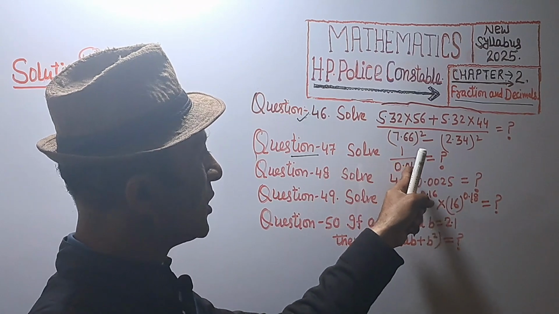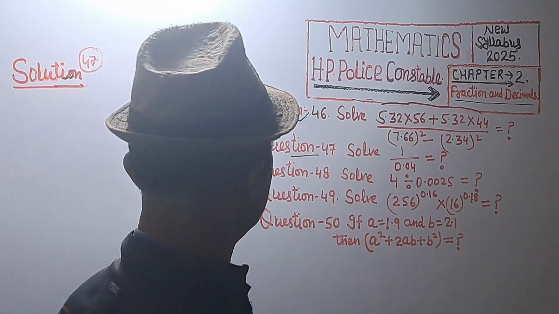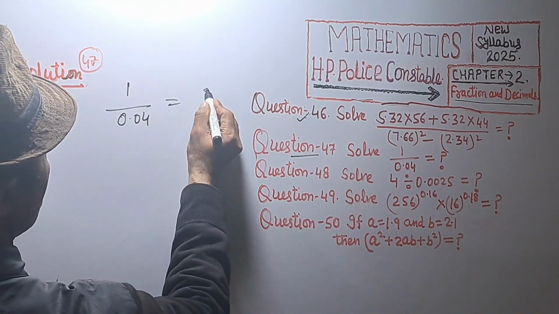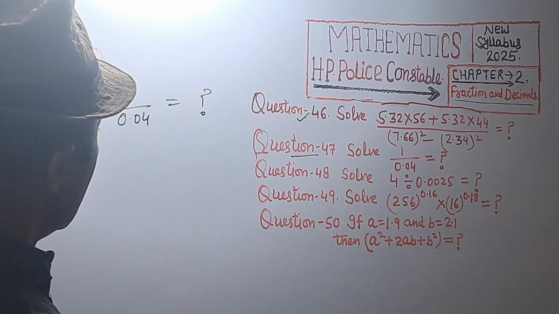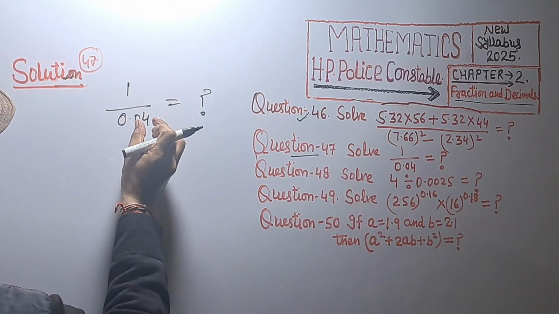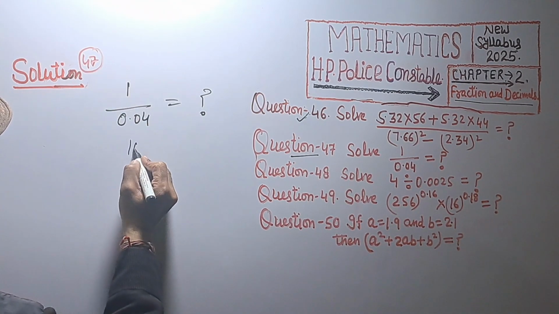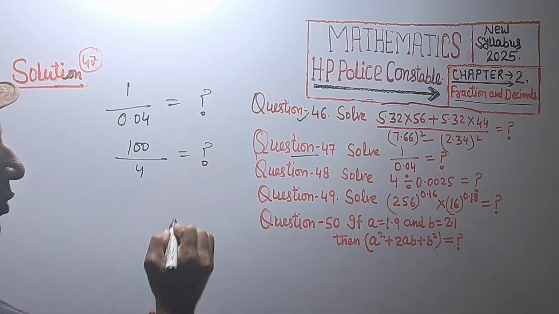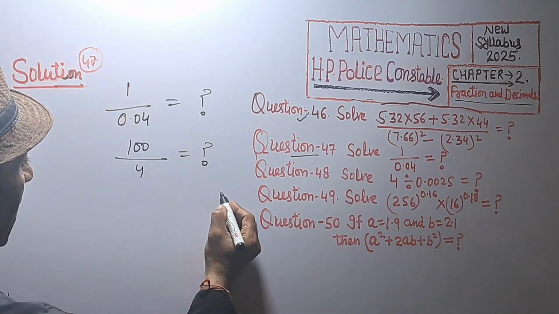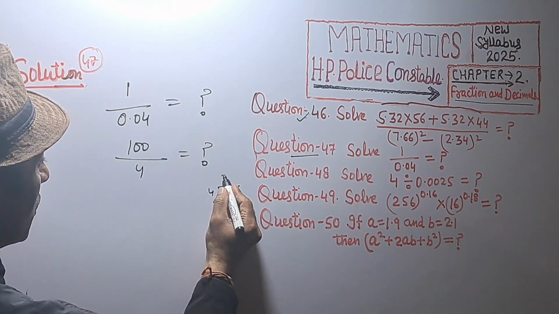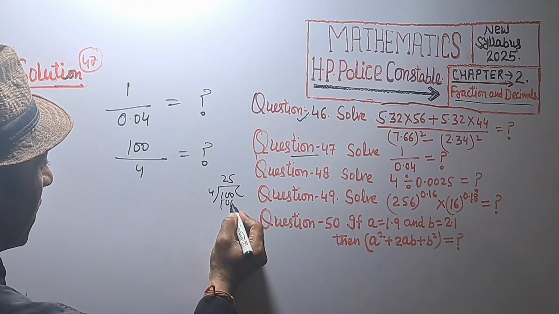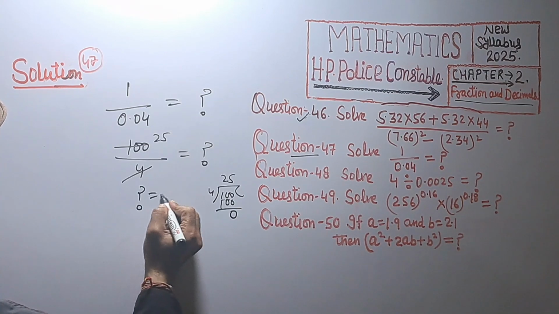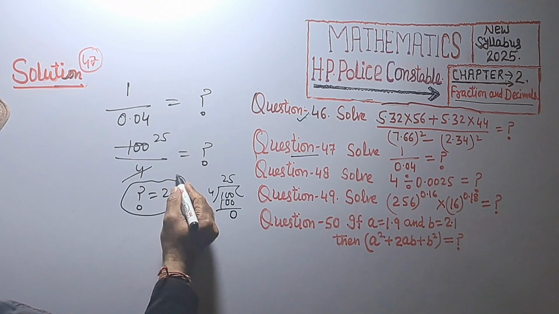Solve 1 upon 0.04 equal to question mark. Given question is 1 upon 0.04 equal to question mark. Converting the point, 1 and 04 is 2 zeros, that is 100 upon 4 equal to question mark. And 100 divided by 4: 25 fours are 100, which is cancelled by 25. So question mark is equal to 25.